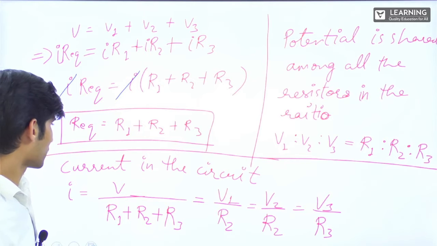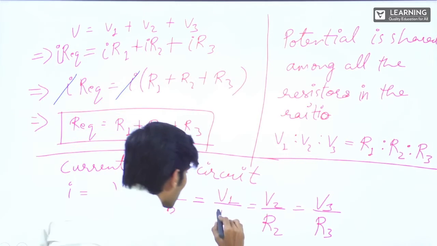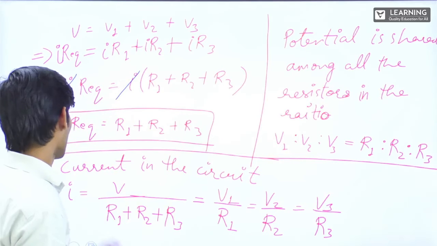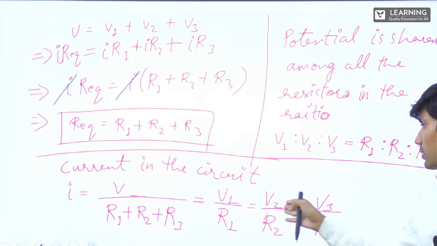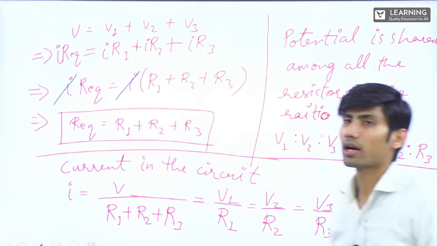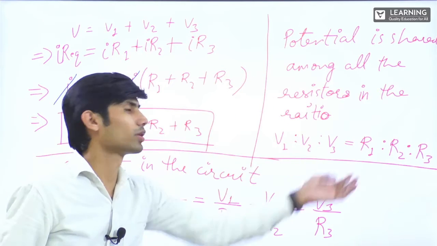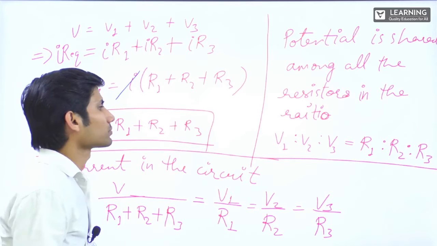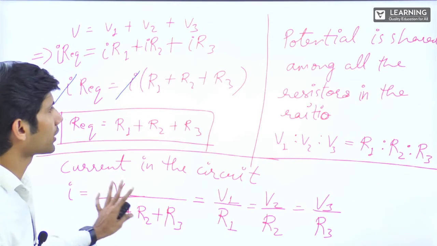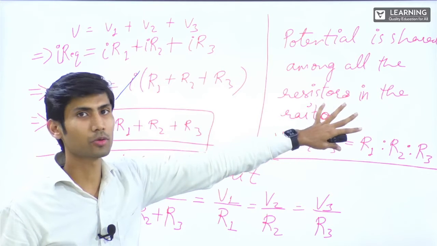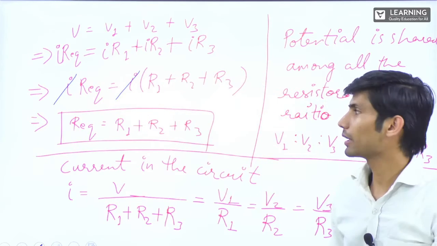See here, this is R1. Alright. Now if you take the ratio of this, V1 is to V2 is to V3 will be R1 is to R2 is to R3. That's what we got here. Done. I hope you got the current, you got how the voltage is distributed, and this is the equivalent resistance. These are the three main conclusions.